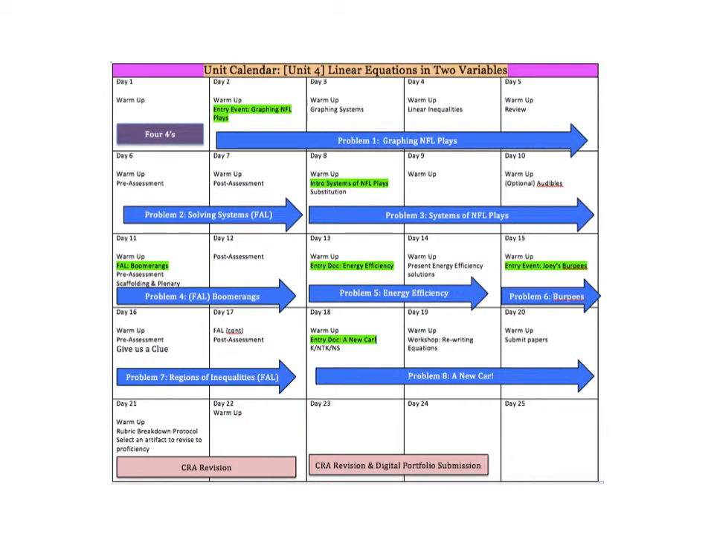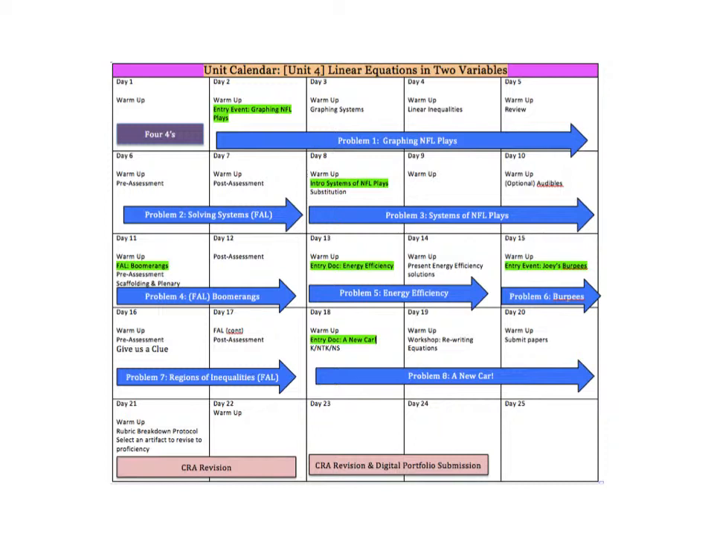So the calendar, as you can see, is listed at about a month, even slightly over. I would almost suggest that that might not be enough time, depending on how you do things and how much time you spend having students write and explain and things like that. There's a lot going on in this unit.